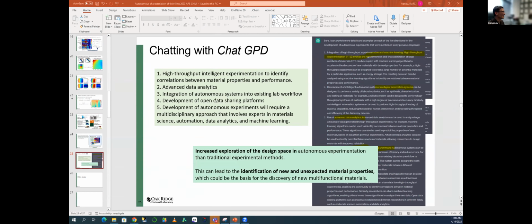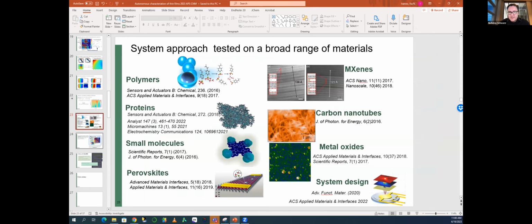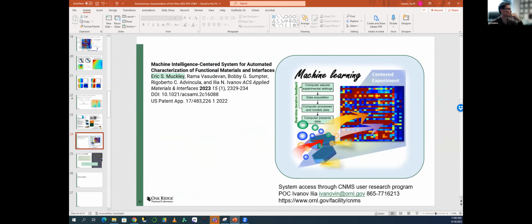Right. Well, I should mention that this system is a part of a CNMS user center capability, and the system can be accessed through the user research program. Small piece of advertisement. Is everything you've done open source, or do you need to ask permission first? Everything is open source. Oh, wonderful.